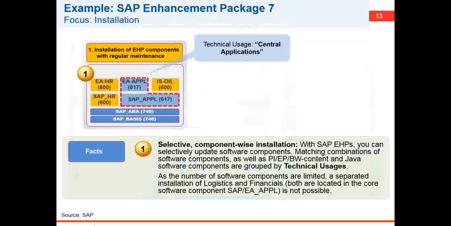And that's illustrated on this slide, as you can see in the blue section highlighted with red, where my EA APPL and my SAP APPL version is now 617, whereas my EA HR, my SAP HR, and my IS Oil are all version 600, which simply means ERP6 with no enhancement package. And you'll also notice that the ABAP layer and the basis layer are both listed as 740. Those versions will change as soon as you do an installation of an enhancement package, regardless of whether you've activated any functionality or not.